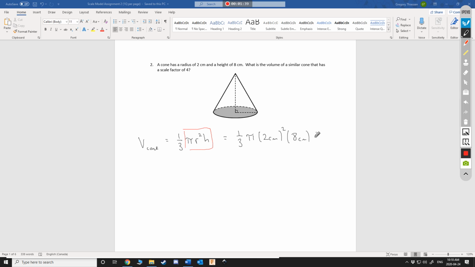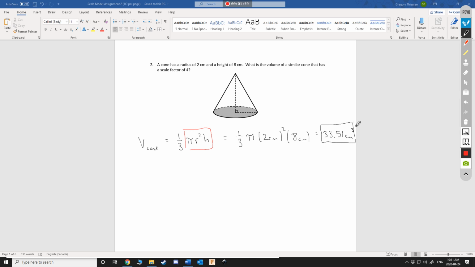So we have pi multiplied by 2 squared multiplied by 8, and then we're going to divide that by 3. So we get 33.51 centimeters cubed. So that is the volume here.